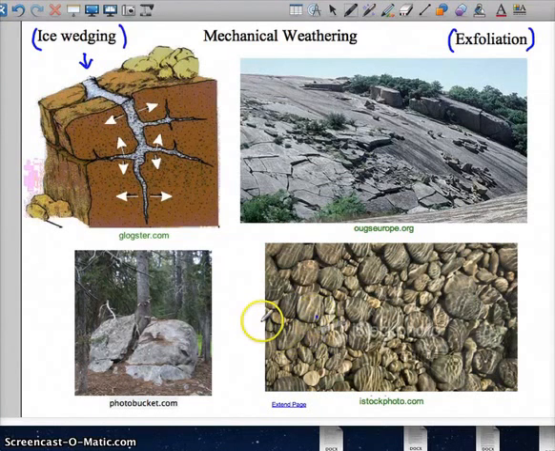A third part of mechanical weathering is shown right here, where you have plant growth. The growth of trees and plants is very strong, and it can actually break through rocks. You can see here how this tree was rooted, and it grew up through this rock, and this rock is broken as a result of that.